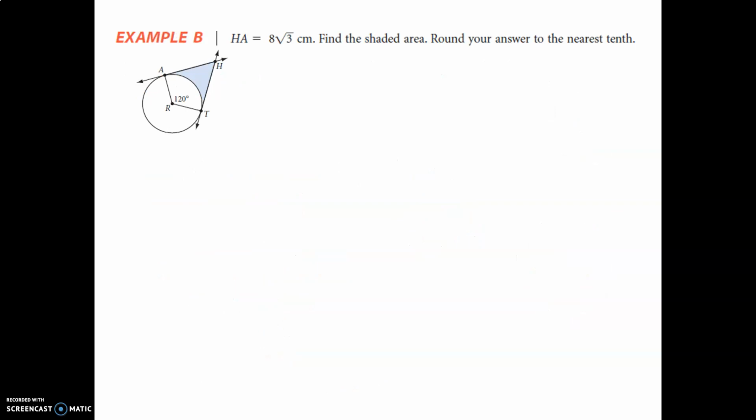Okay, here's the last example. It says HA is 8 square root of 3. So here is 8 square root of 3. Find the shaded area. Round your answer to the nearest tenth.